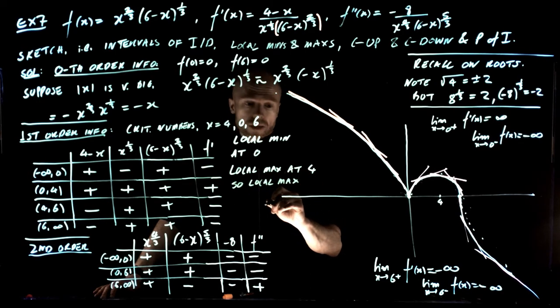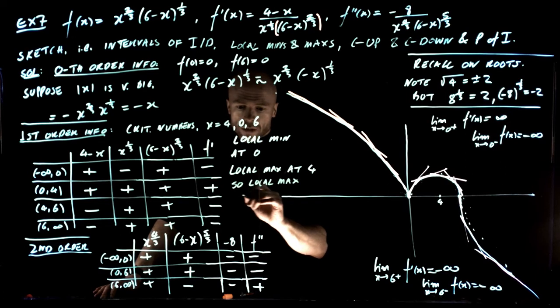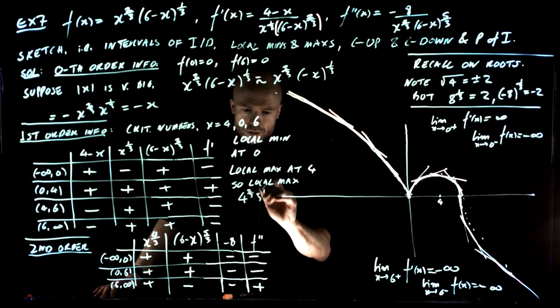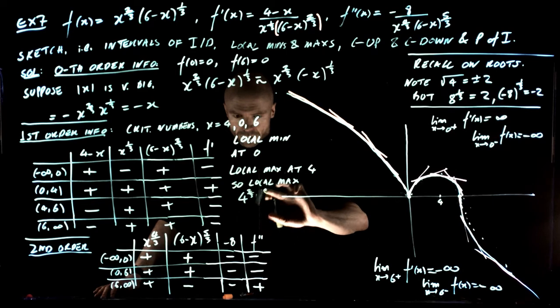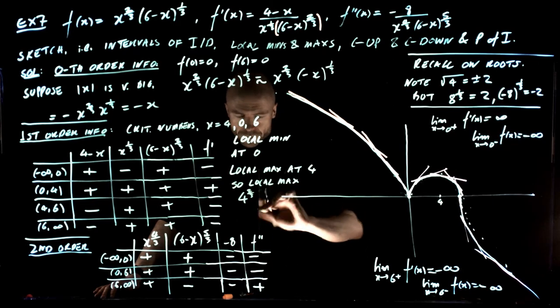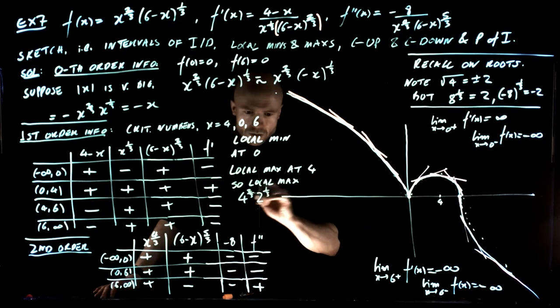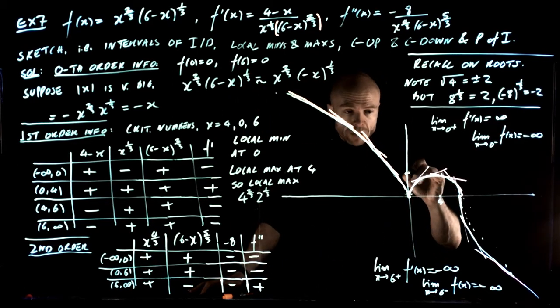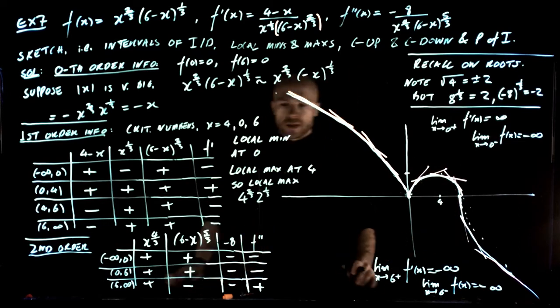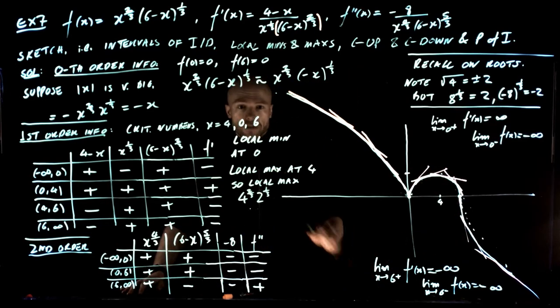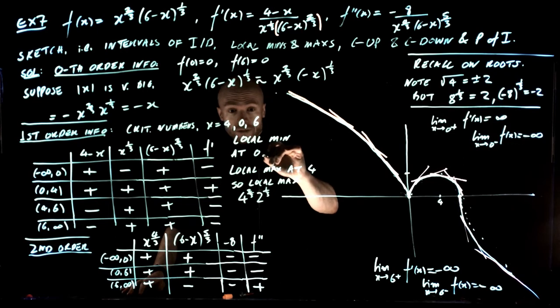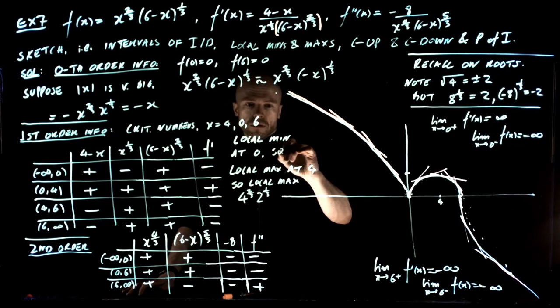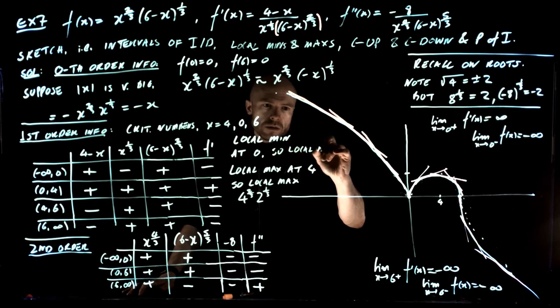and I'm not going to try and calculate it. So it's going to be 4 to the 2 over 3, 2 to the 1 over 3, whatever that is. That is our local max. That's the height we are here. It is at 4, but the local max is actually the value on the y-axis. And the same, the local min is at 0, and at 0 it is 0. So local min is 0.